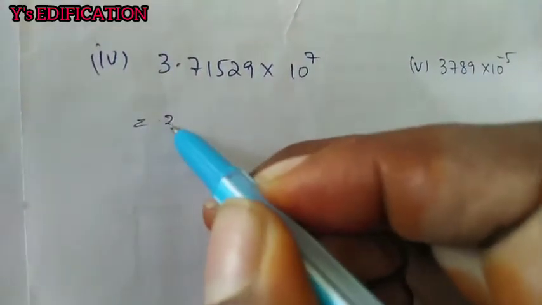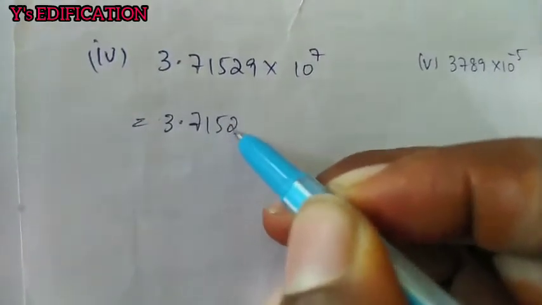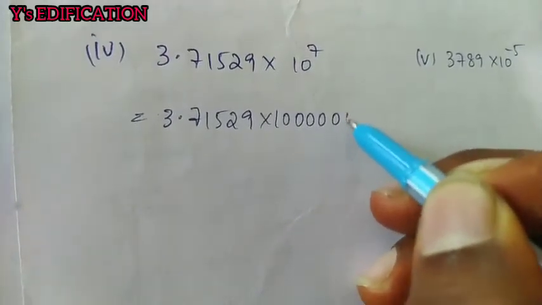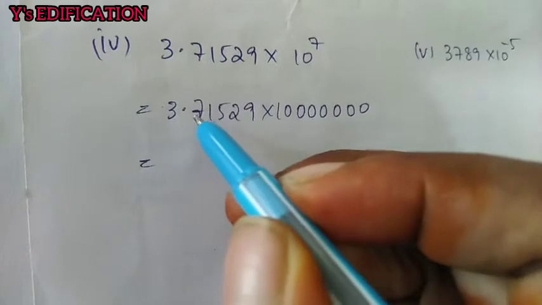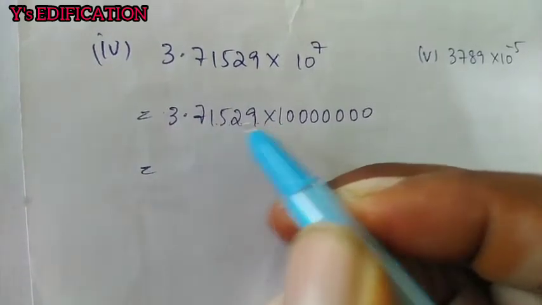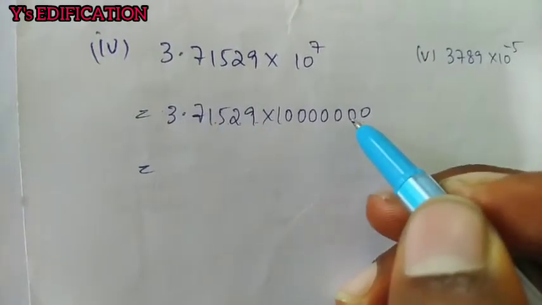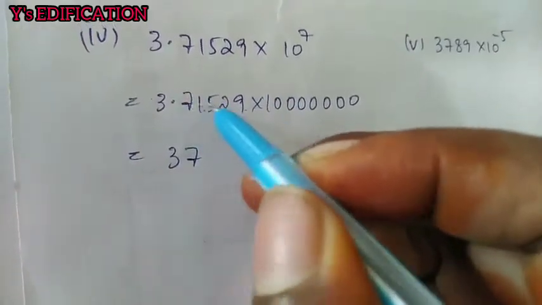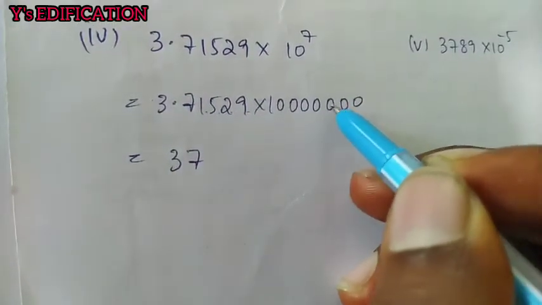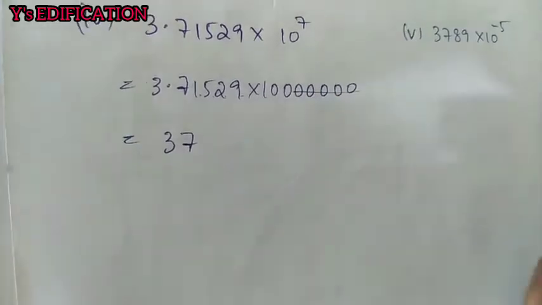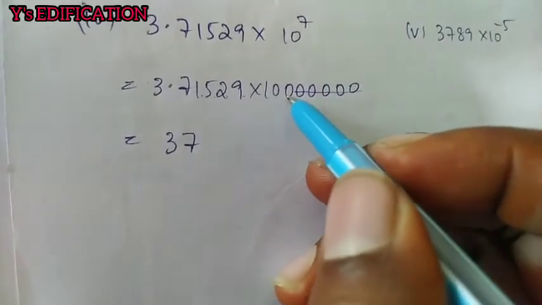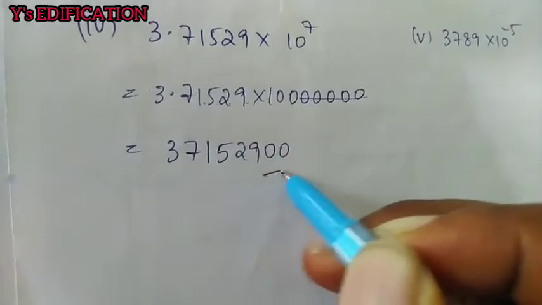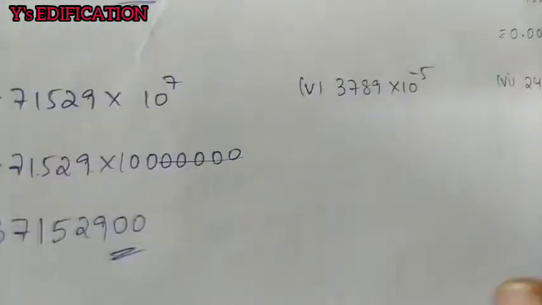Next one, 3.71529 into 10 power of 7. So we can write it as 3.71529 into 10 power 7 means 1, 2, 3, 4, 5, 6, 7. So we have 1, 2, 3, 4, 5 digits after the decimal. So we can take it from this 0. So simply we can write as 1, 2, 3, 4, 5. That means 5 digits are taken for the decimal. So how many are left? 2 are there. So 3, 7, 1, 5, 2, 9, 00. Okay. Next one.